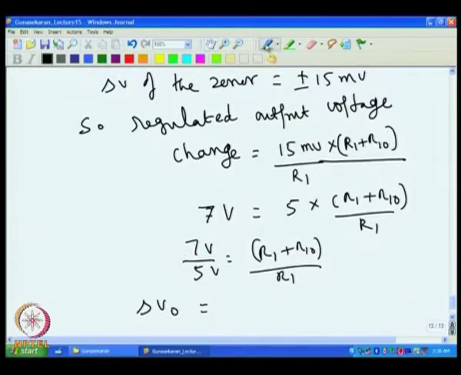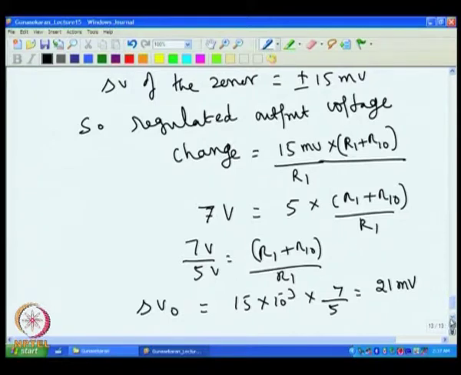So, that actually comes out to be 15 millivolt into 7 by 5, that is 21 millivolt. So, because of the drift in the Zener, the regulated output voltage will change by 21 millivolt. So, this is the error due to the Zener drift.